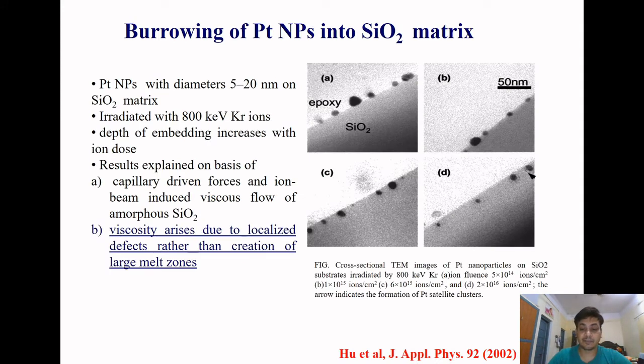Here I want to discuss one paper published in the Journal of Applied Physics in 2002. They created platinum nanoparticles with diameters varying from 5 to 20 nanometers on a silicon dioxide matrix. They irradiated with 800 keV argon ions and found the depth of embedding increases with the ion dose. They explain these results on the basis of capillary driven force and ion induced viscous flow of amorphous silicon oxide, and this viscosity arises due to localized defects rather than creation of large melting zones. That's why low energy ion irradiation is very important for the creation of partially embedded nanostructures.